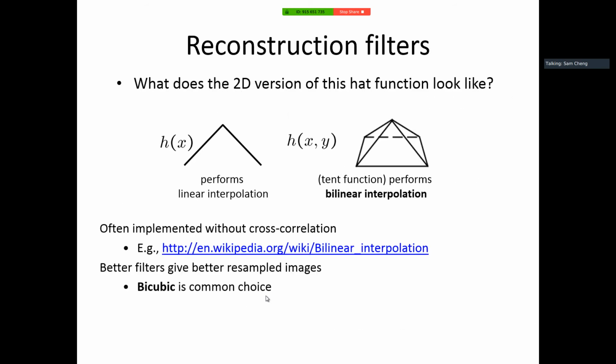That's what we just mentioned. This is like in images, because you have two dimensions, right? So you can do linear on one side, another linear on the other side. Then the filter is like a tent. It's called bilinear interpolation.